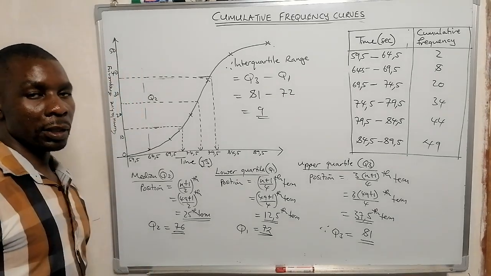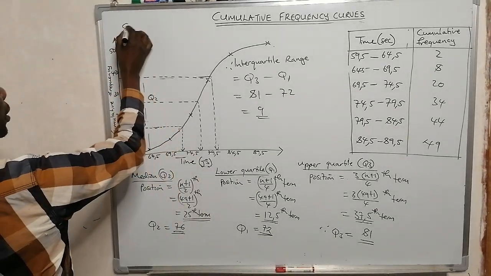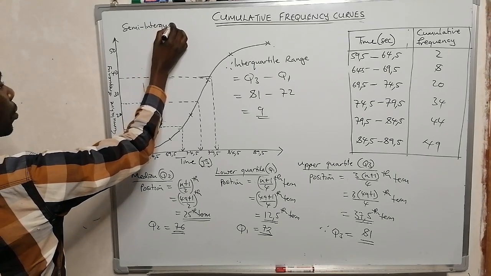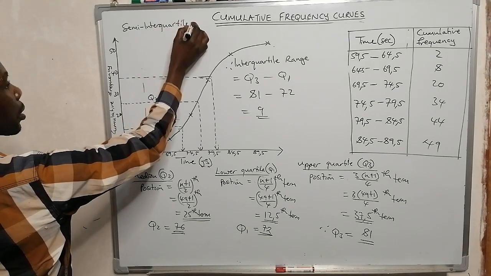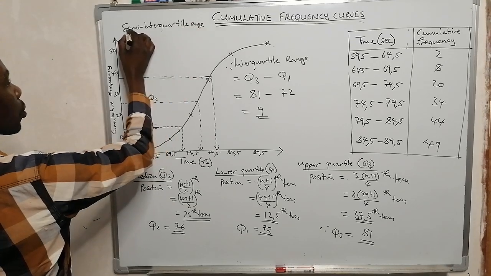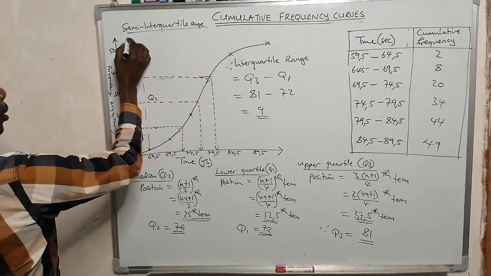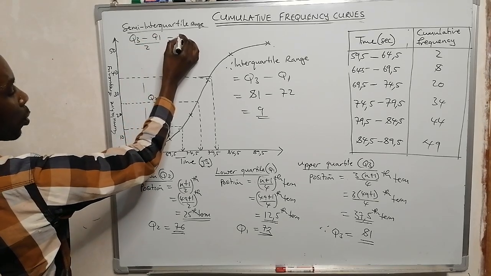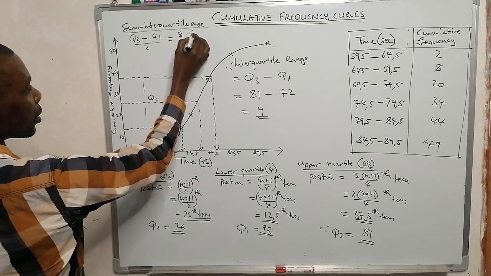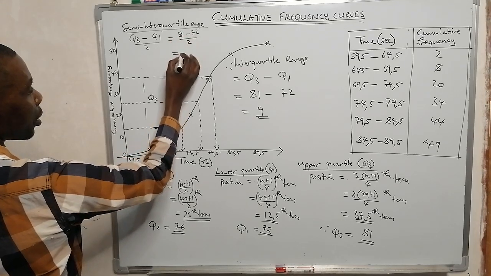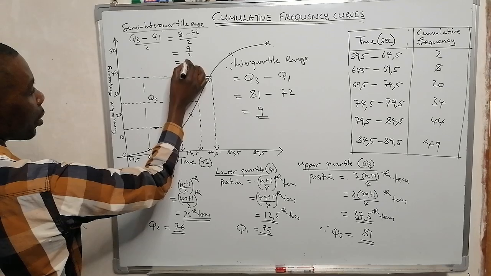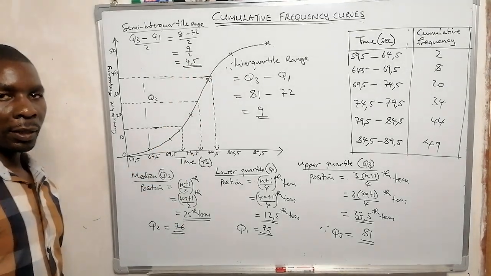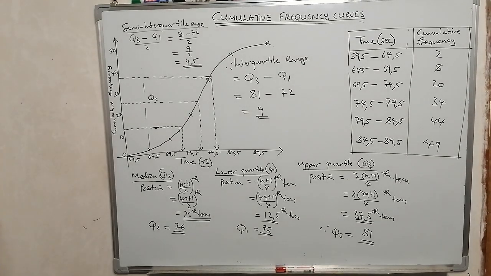Then if the question asks you to find the semi-interquartile range, that will be given by Q3 minus Q1 divided by 2, which is 81 minus 72 divided by 2, that will be 9 divided by 2, then you get 4.5. If the question asks you to find the semi-interquartile range, right?